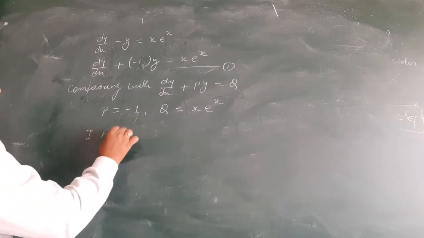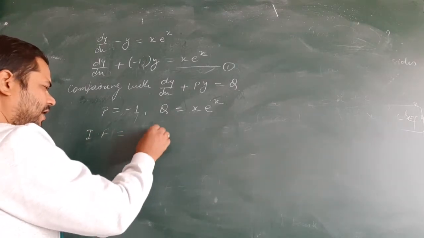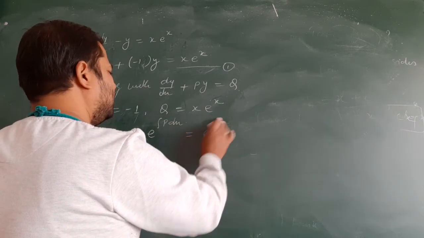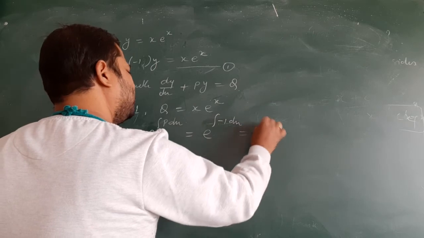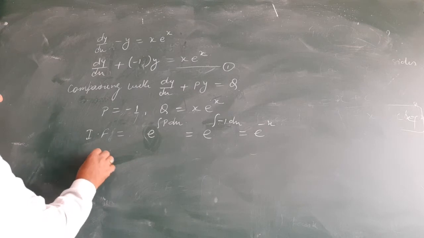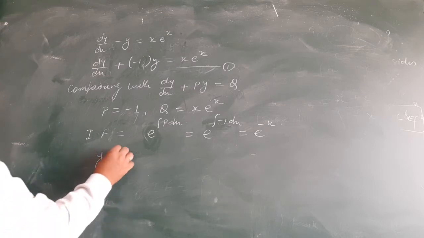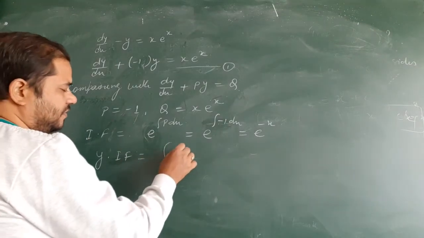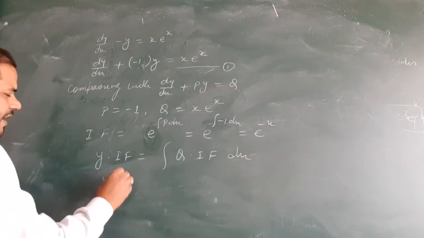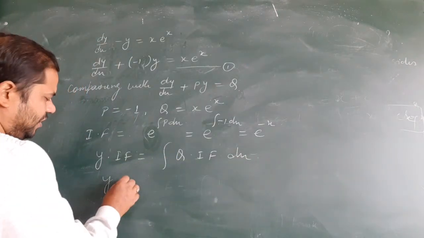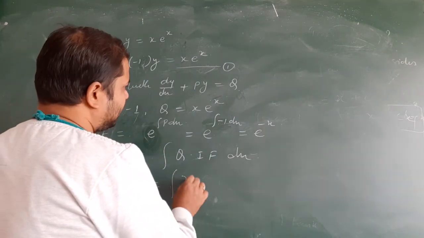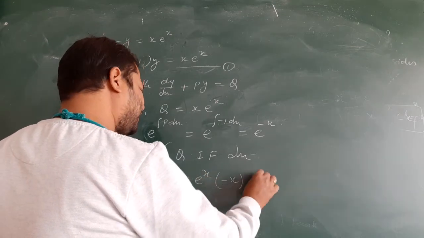Now the integrating factor is nothing but e to the power integral of p dx, and you know very well this is e to the power integral of minus 1 dx, which is e to the power minus x. Now the solution of this differential equation: y into integrating factor is equal to integral of q into integrating factor dx. So y into e to the power minus x is equal to integral of x e to the power x into e to the power minus x dx.